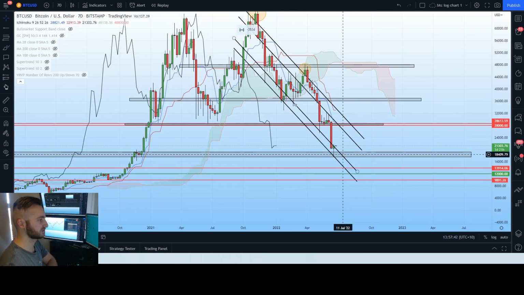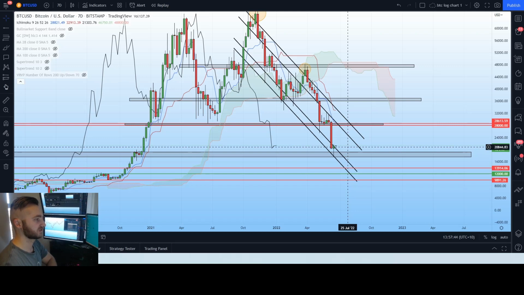The Ichimoku cloud on the 7-day, of course, isn't going to be telling us too much besides the fact that we are still aggressively downwards. We don't really have that reversal in yet. We're going to have to analyze the Ichimoku cloud on a smaller time frame. So we'll come back later in the video in a few minutes, when we go to a smaller time frame and talk a little bit more about the Ichimoku cloud there.